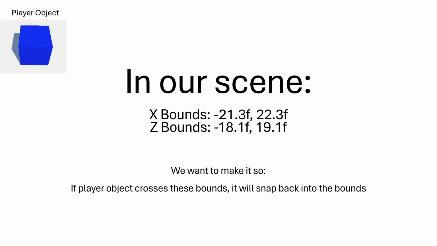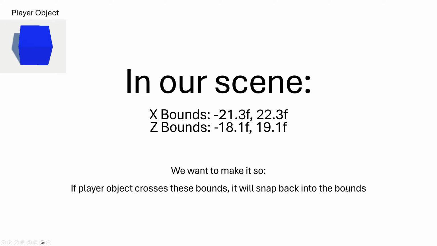On the other hand, 22.3 is the right edge of our map. Then negative 18.1 is the lower edge of our map. And finally, 19.1 is the upper edge of our map. Knowing these coordinates, we want to make it so if the player object crosses these bounds, it will snap back into the bounds.